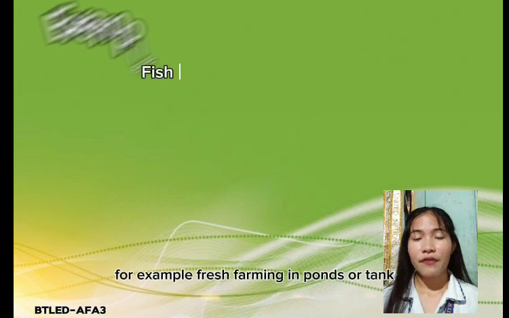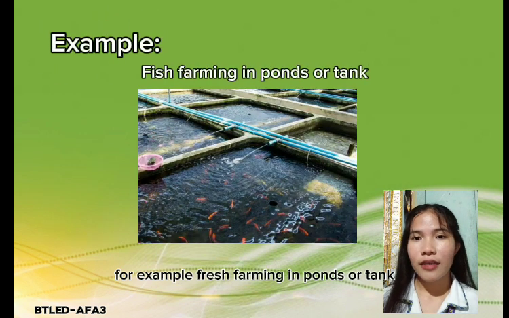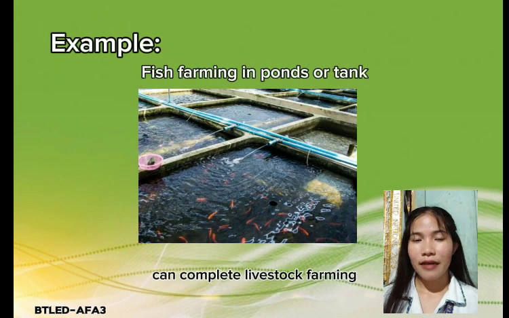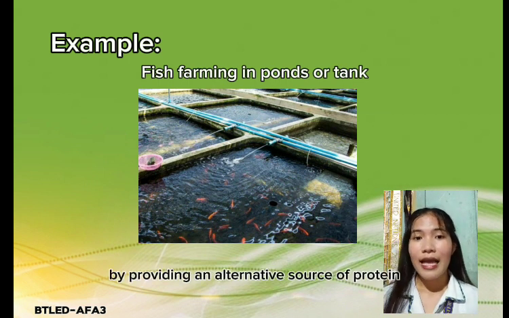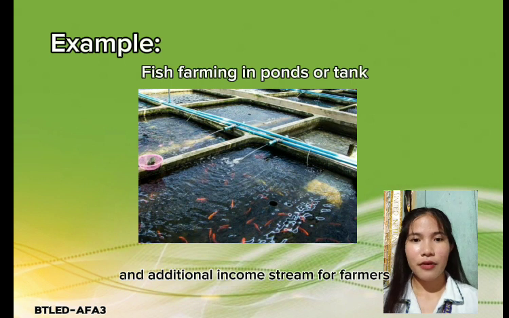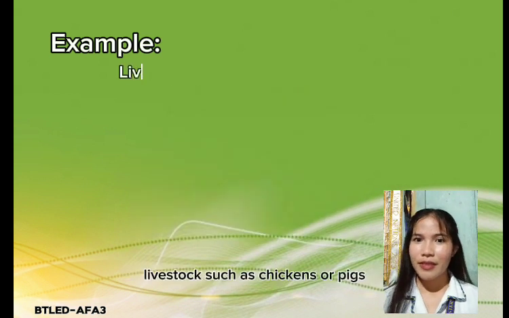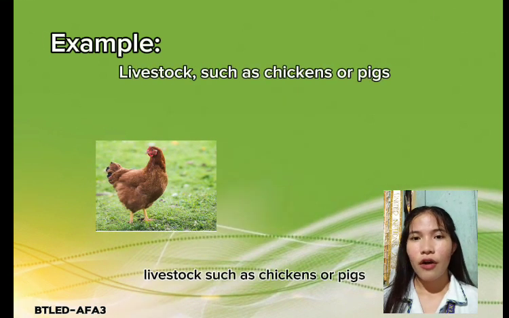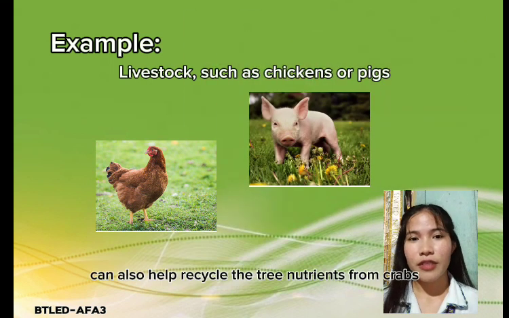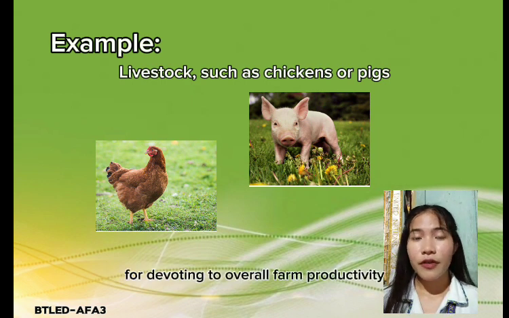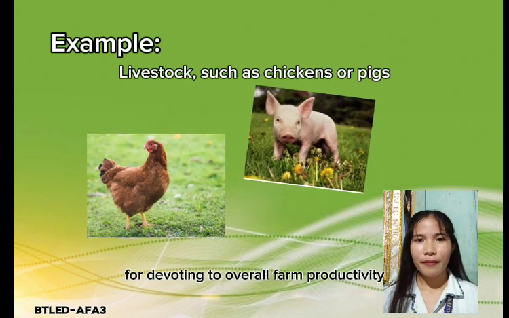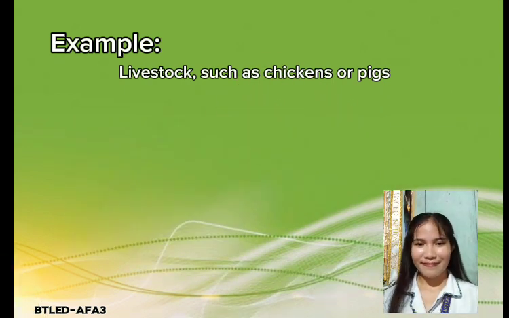For example, fish farming in ponds or tanks can complement livestock farming by providing an alternative source of protein and an additional income stream for farmers. Livestock such as chickens or pigs can also help recycle nutrients from crop residues and waste back into the farm, contributing to overall farm productivity.